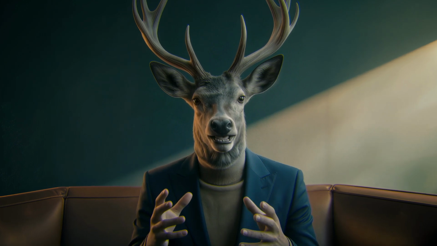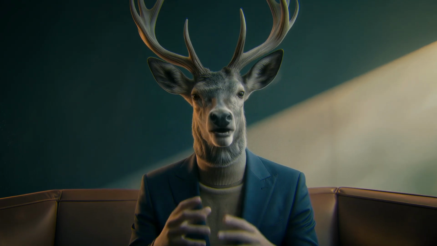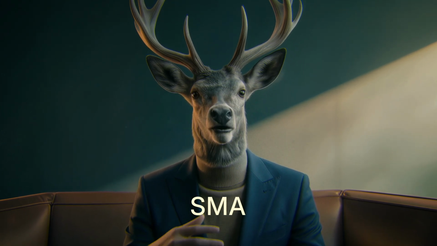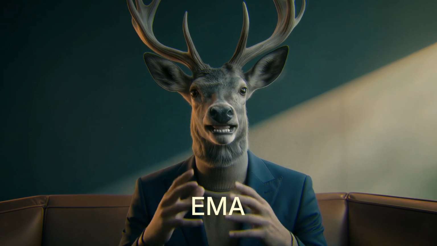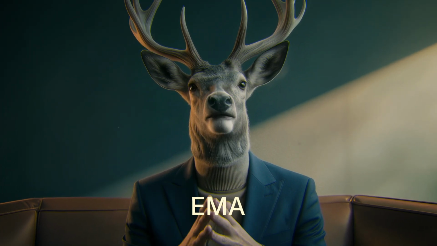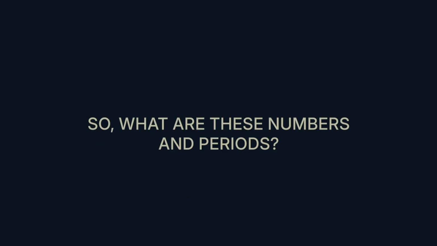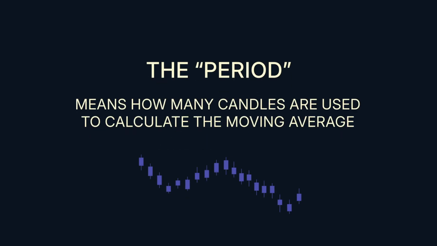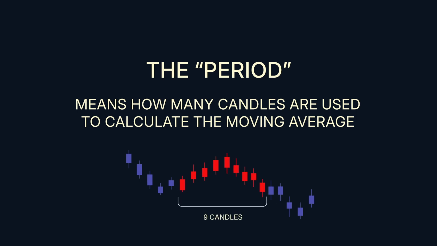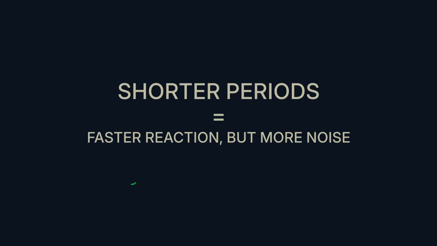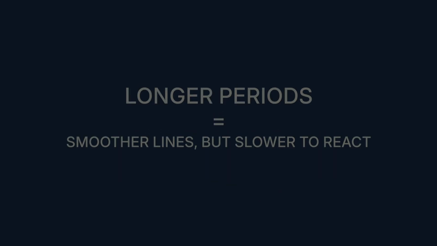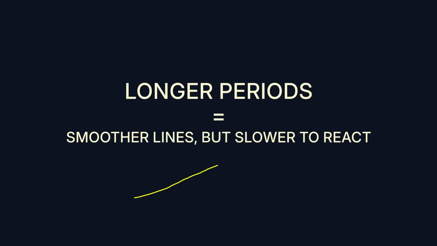To sum up, if you want something stable, go for SMA. If you want something quicker, use EMA. If you want something sophisticated, use WMA. So, what are these numbers and periods? The period means how many candles are used to calculate the moving average. Shorter periods equals faster reaction, but more noise. Longer periods equals smoother lines, but slower to react.